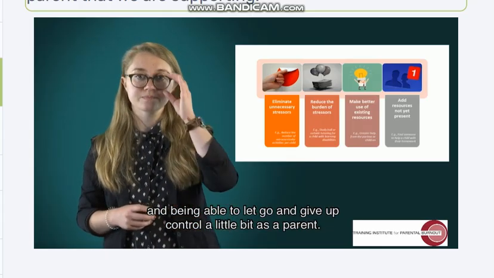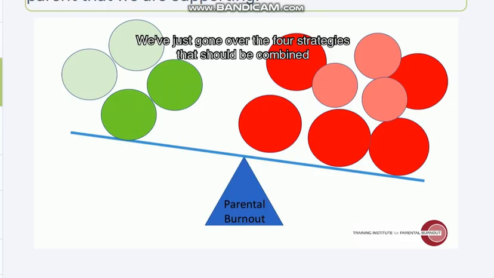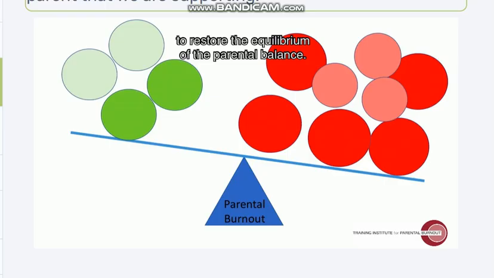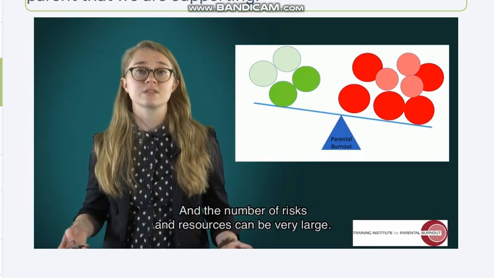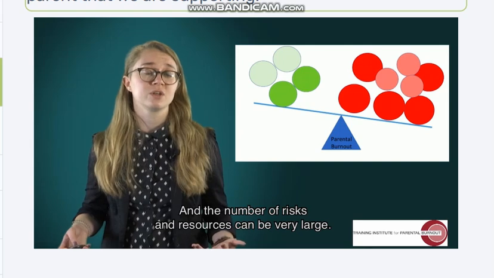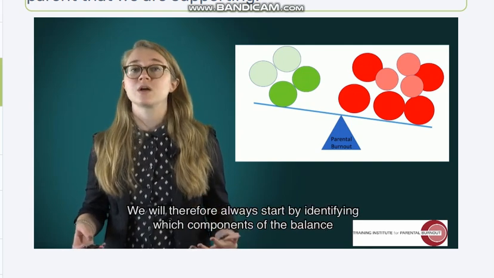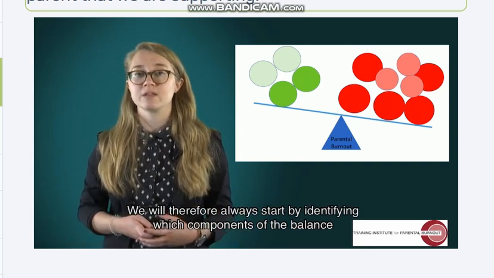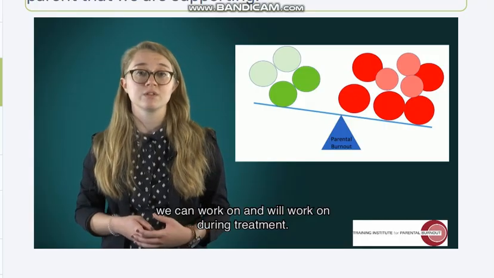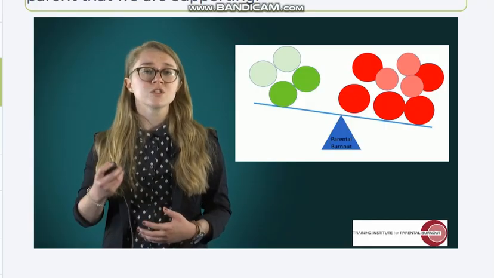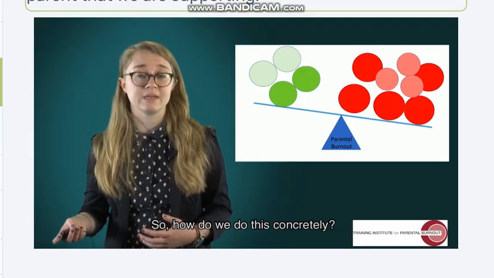We've just gone over the 4 strategies that should be combined to restore the equilibrium of the parental balance. But where should we start? It's not possible to work on all risks and resources at once, and the number of risks and resources can be very large. We will therefore always start by identifying which components of the balance we can work on and will work on during treatment. So how do we do this concretely?